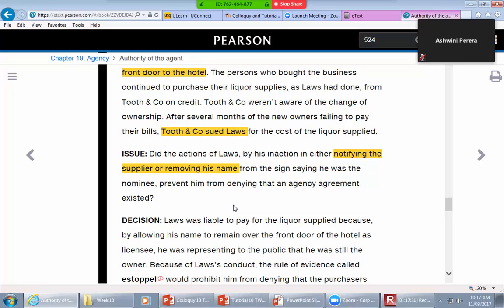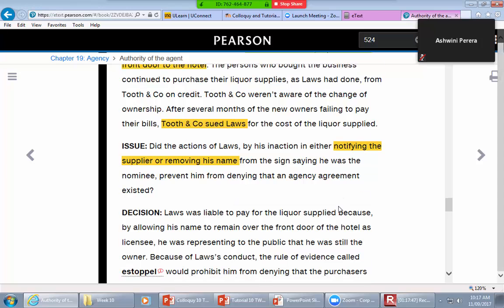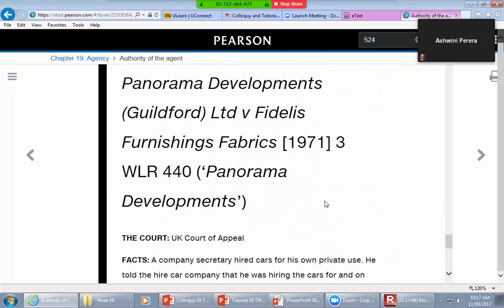So they're saying that you have failed to do certain things that you should have done to ensure what? The protection of this third party. Just like Solomon did in that case with Summers, by not telling Summers that his nephew doesn't work for him anymore.